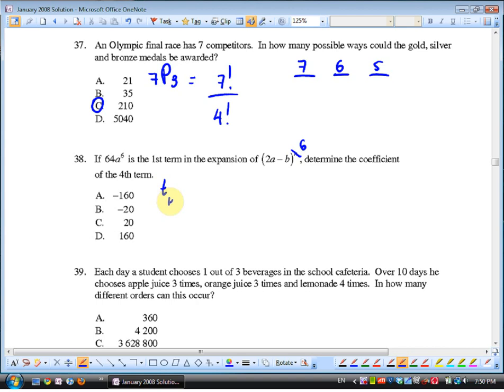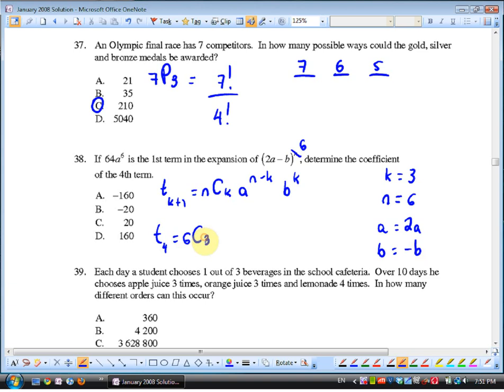I'm going to use the term k plus 1 equals n choose k, a to the n minus k, b to the k, where k equals, well, if I want the fourth term, if I want this to be a 4, k is 3, n is 6, a is actually 2a, and b is actually negative b. It's going to be 6 choose 3, 2a to the n minus k, to the third, negative b to the third.